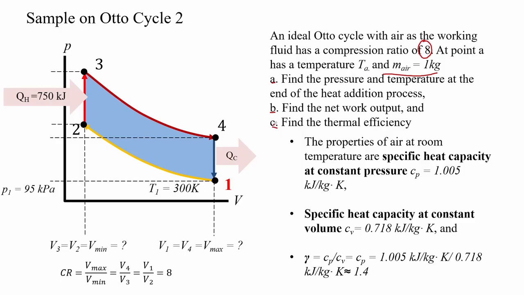We have additional data. The properties of air at room temperature are specific heat capacity at constant pressure equal to 1.005 kJ per kilogram Kelvin. Specific heat capacity at constant volume CV equals 0.718 kJ per kilogram Kelvin. And the molar ratio is 1.4.